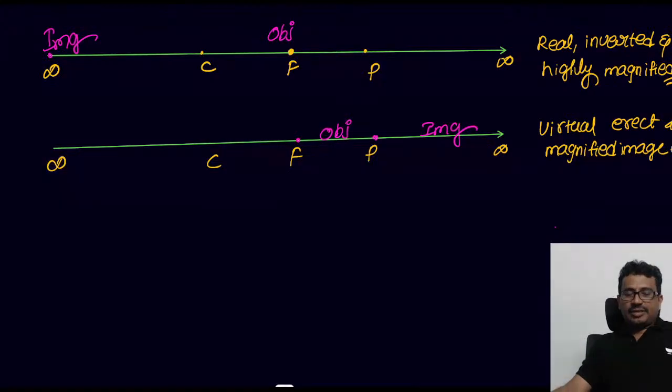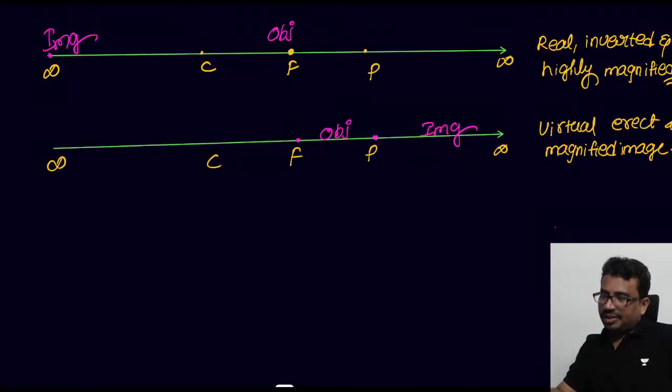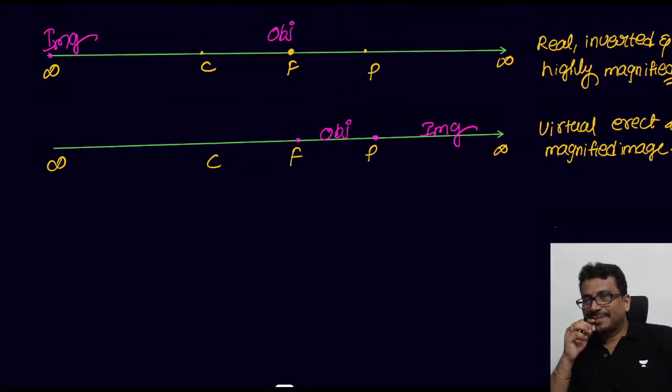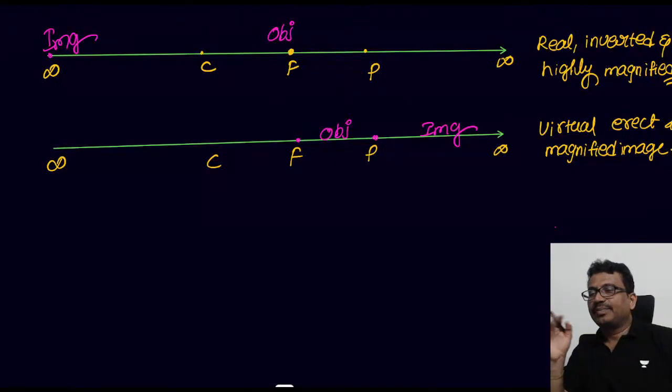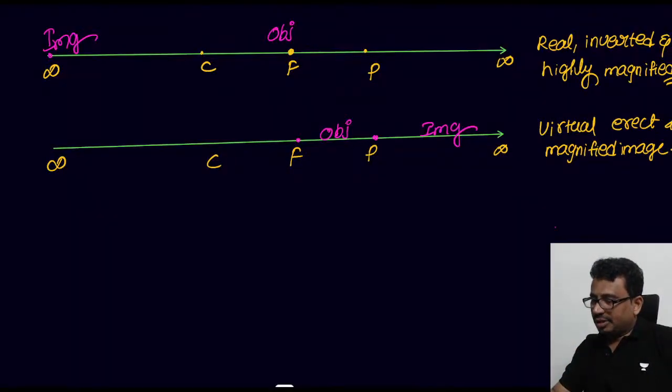Virtual, erect and magnified image. Right. This is a concave mirror. Concave mirror. Now let's talk about the convex mirror.